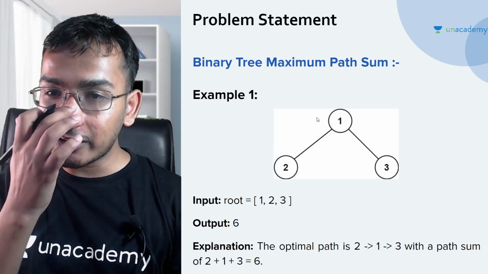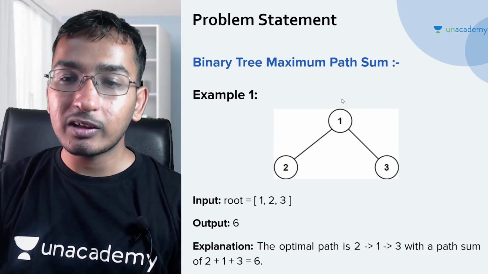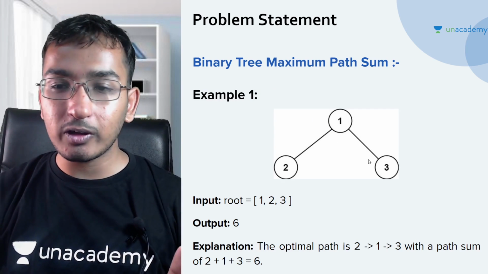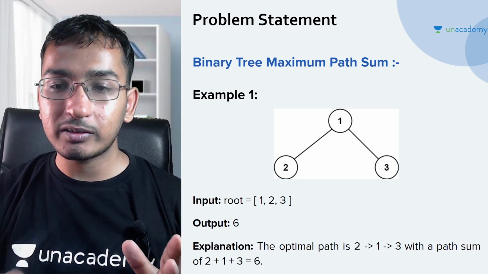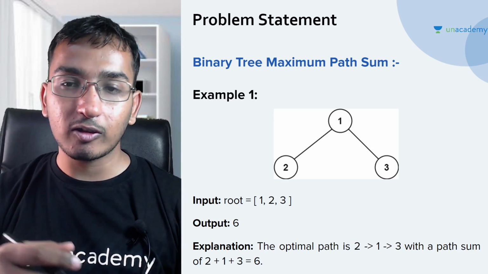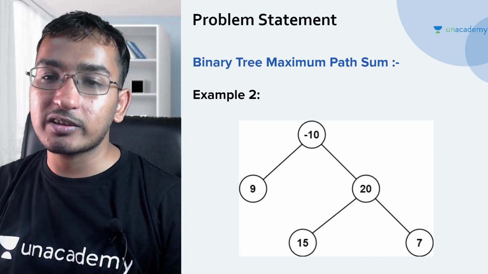So what is the binary tree maximum path sum? Let's see this example. You are given 1, 2 and 3. Here you can directly identify the maximum path sum will be 6. This is not a complex example. Let's take a bit more complex example.